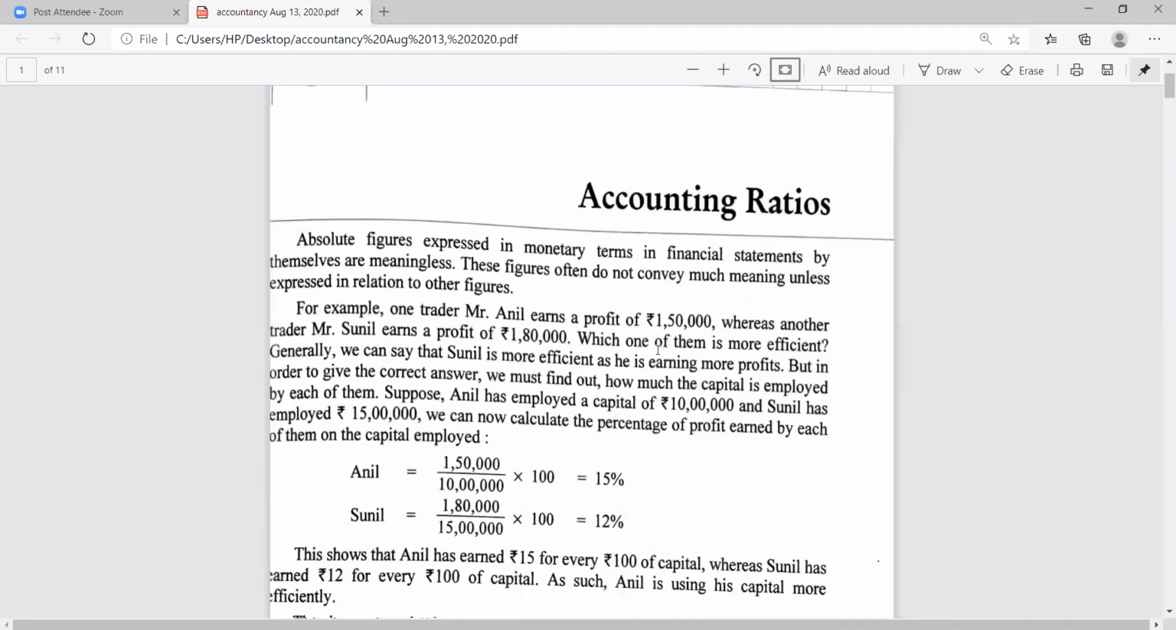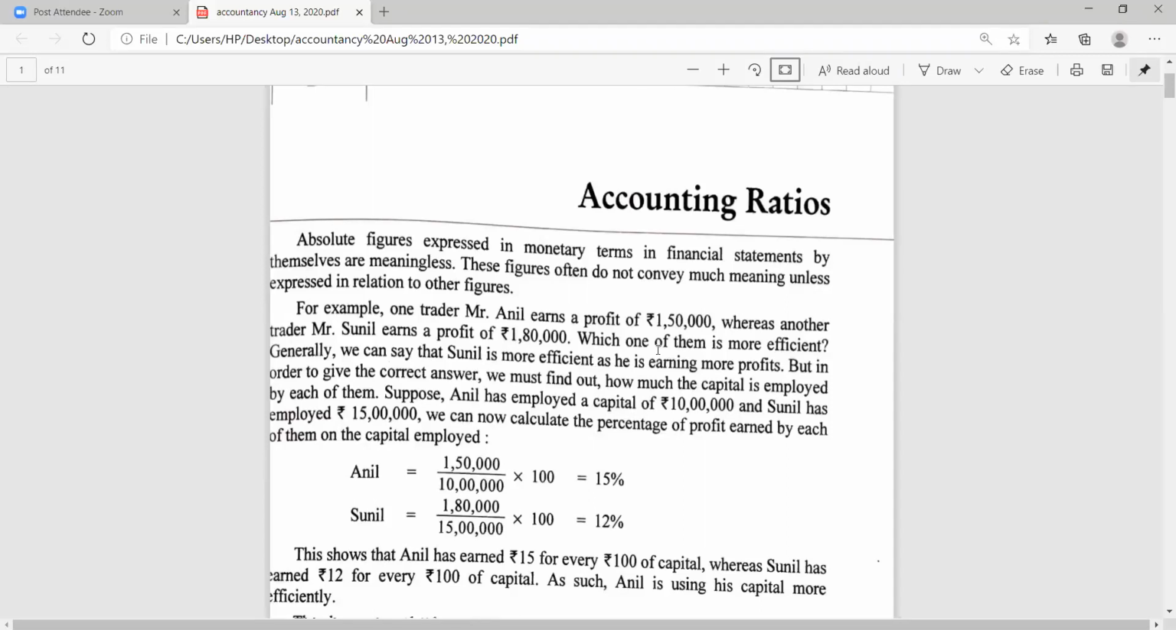Absolute figures expressed in monetary terms in the financial statement by themselves are meaningless. When you did basic chapter 1, 2, or any other chapter, you find that when you prepare the financial statement, these statements are to be shown in figures, and the figures are huge amounts. It may be lakhs, crores, and it is not possible to make analysis through these large figures, as well as to find a meaningful conclusion. It is difficult to learn those figures as well. It will be difficult to analyze as well.